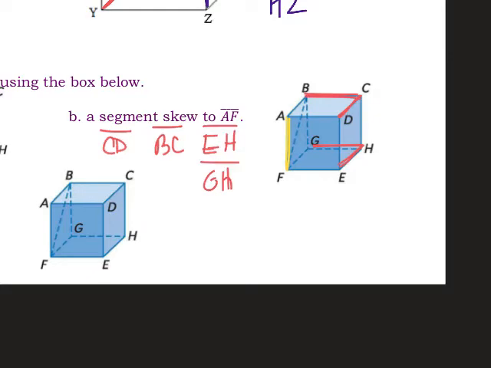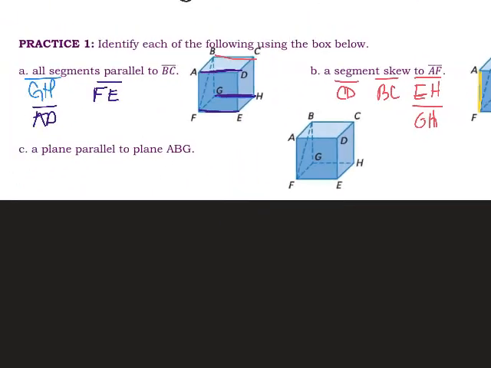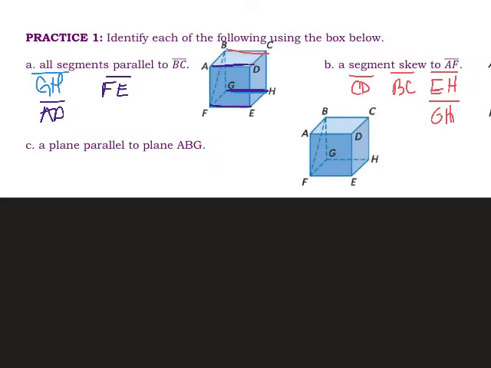All right. Let's go over to the bottom one. Who can name me a plane that's parallel to A, B, and G? So what other plane is going in the same direction as ABG? Which one? DCH. Good. Plane DCH. Any 3 points within that rectangle would work.